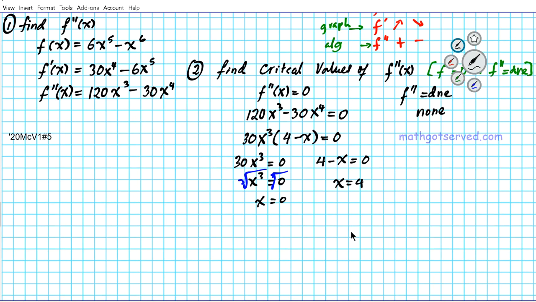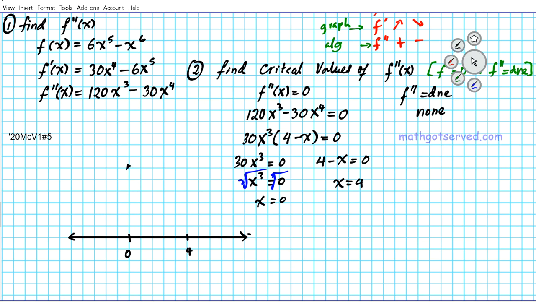Now we're going to use our sign chart to determine what the concavity of the function is about the critical values. All right, so we don't have any constraints on our interval, so we have a real number line. Critical value number 1 is 0, and then the second critical value is 4.